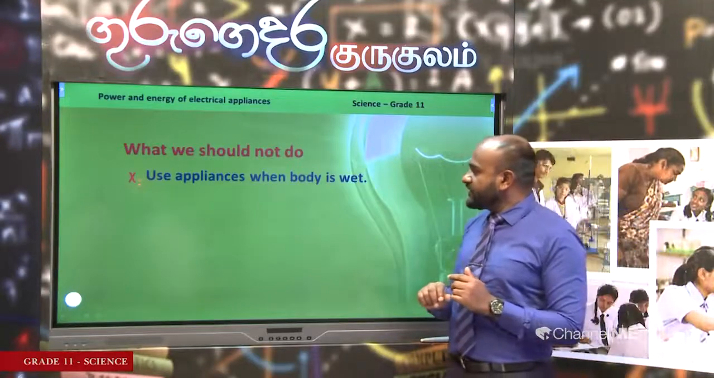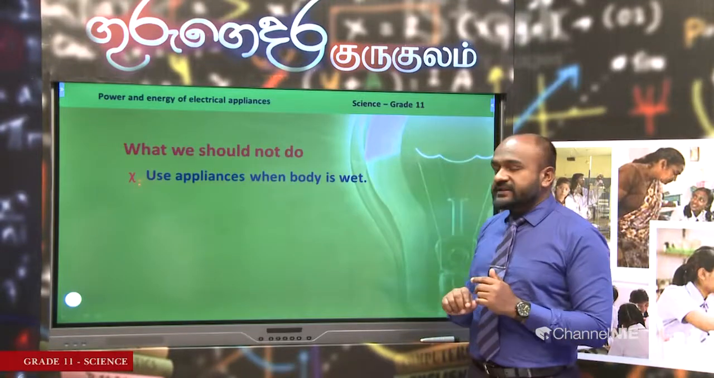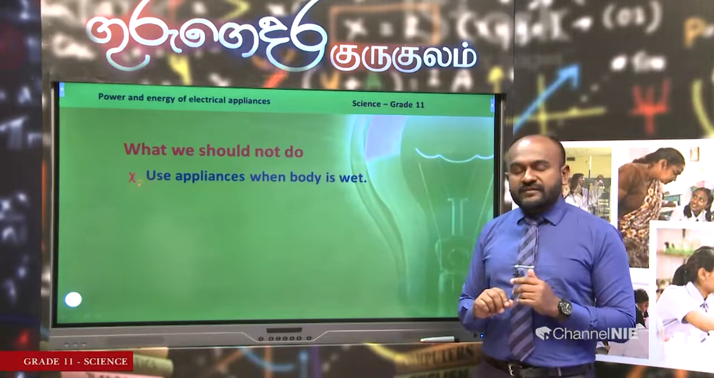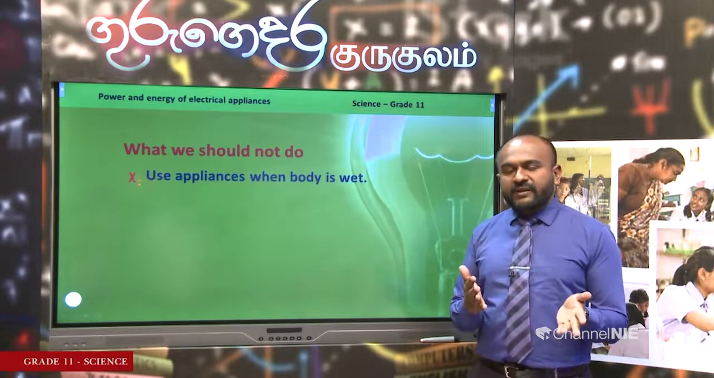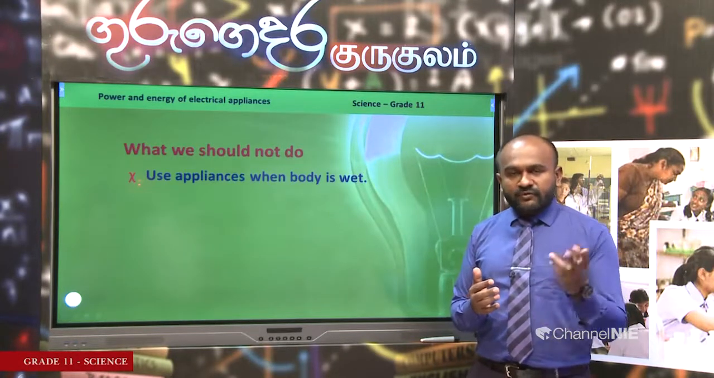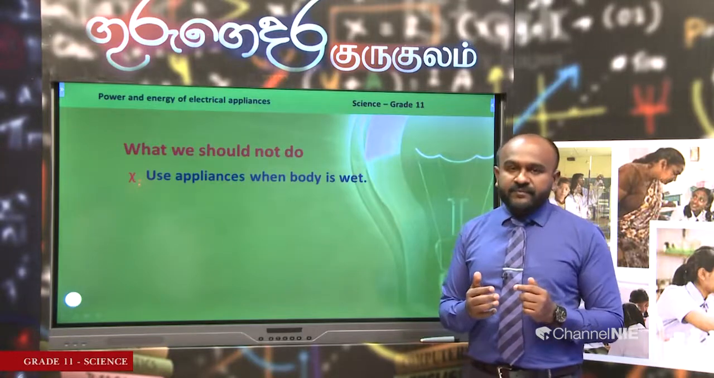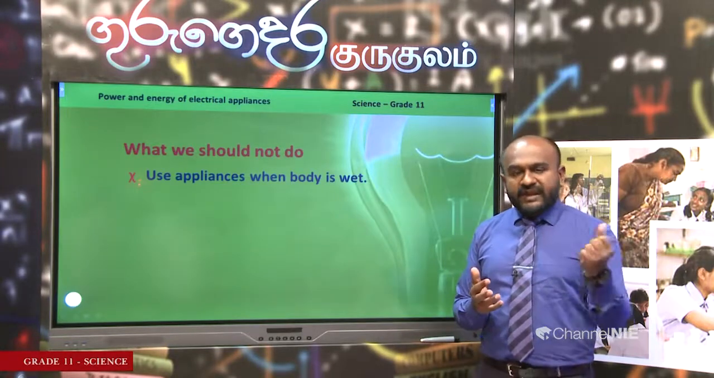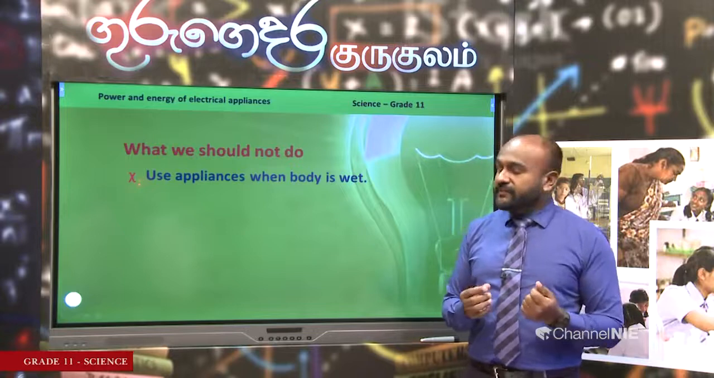Use appliances when body is wet. Why is this? Body is wet means we have water. You know, water conducts electricity. So, we can easily get an electric shock.